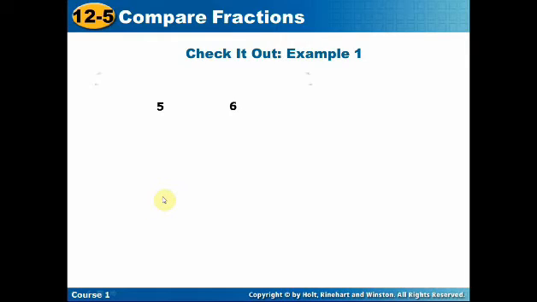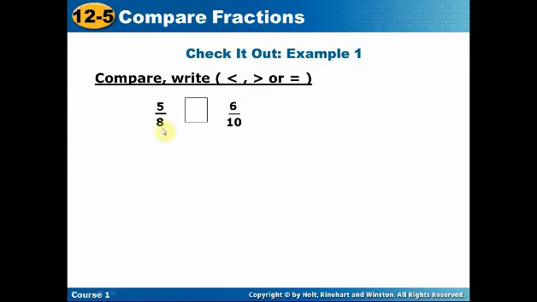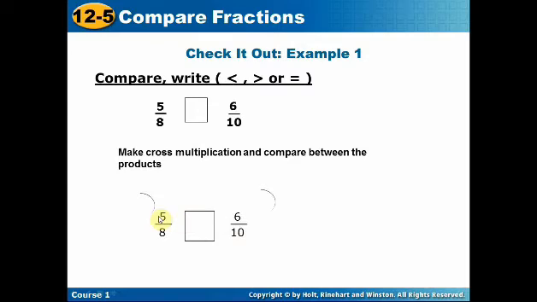Another example, 5 over 8 and 6 over 10. Also make cross multiplication. 10 multiplied by 5 and 8 multiplied by 6. 10 multiplied by 5 equals 50 and 8 multiplied by 6 equals 48. Then 50 is greater than 48. For that, 5 over 8 is greater than 6 over 10.